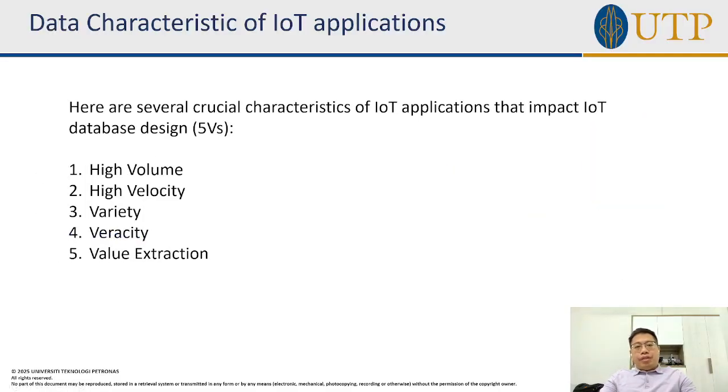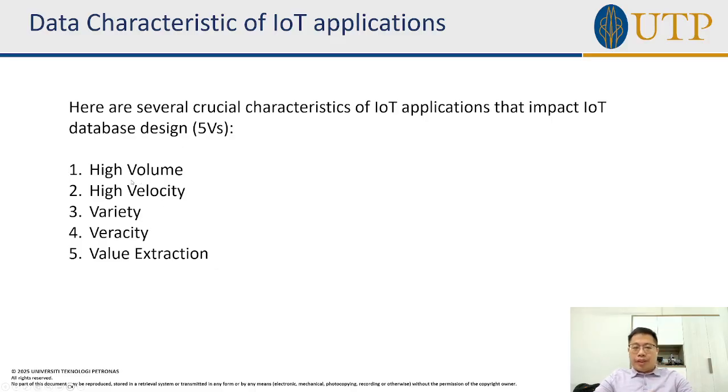If you come to think of it, IoT data has very similar characteristics to big data. In fact, it's one of the reasons for big data. Imagine you have a huge number of IoT sensors sensing and producing data, and all this data has to be sent to the cloud for storage and processing. These are the five characteristics, exactly like big data.